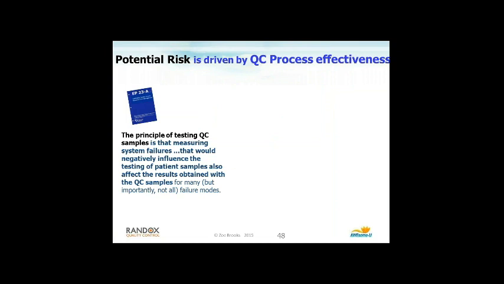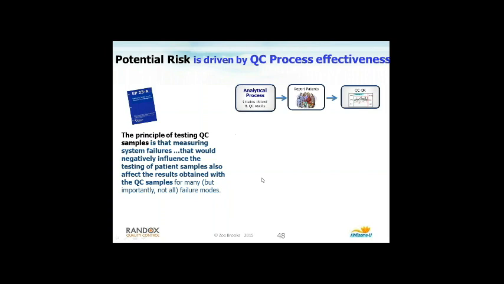The principle of testing QC samples is that measuring system failures that would negatively influence the testing of patient samples also affect the results obtained with the QC samples for many, but importantly not all, failure modes. If you are testing QC samples, the assumption is they mirror the patients. If you don't know that they mirror the patients, A, why are you testing them? And B, how do you know your patients are okay? The fact that your controls must mirror the patient is one of the givens in establishing your QC process.